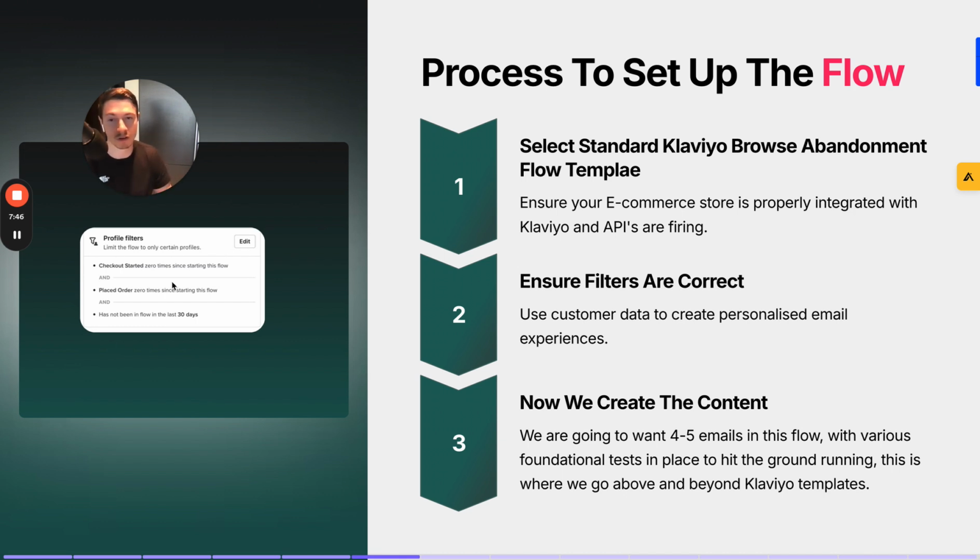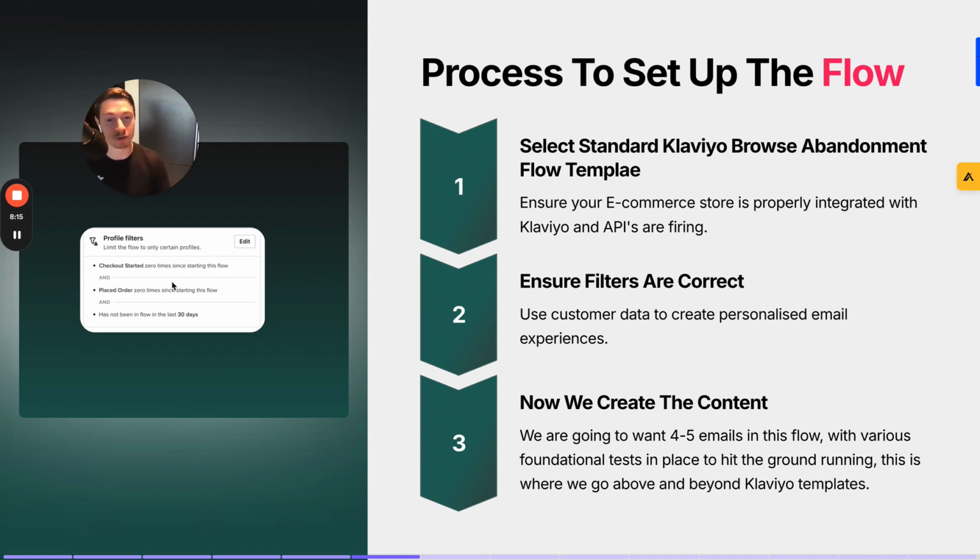So checkout started 0 times, placed order 0 times, and has not been in the flow in the last 30 days. If you want to get really crafty after you've done this, you can clone this and put a filter in for people who have only purchased once, and you can adjust the messaging ever so slightly for people who have never purchased and people who have purchased once, because again, there's a slightly different level of intent there. But that's getting more advanced, and that's only something I'd recommend later once you've got all of the foundations I'm about to share here already established.